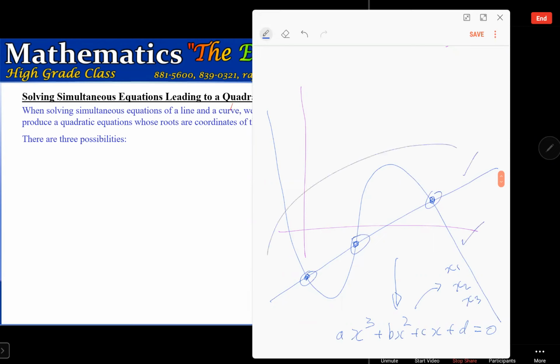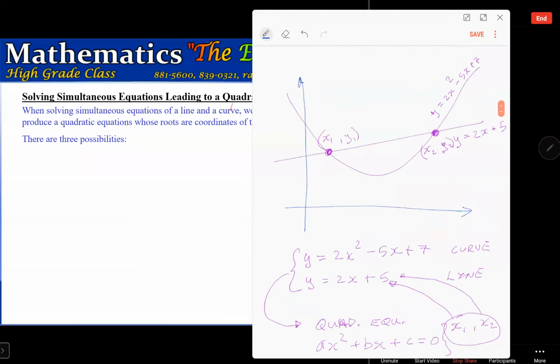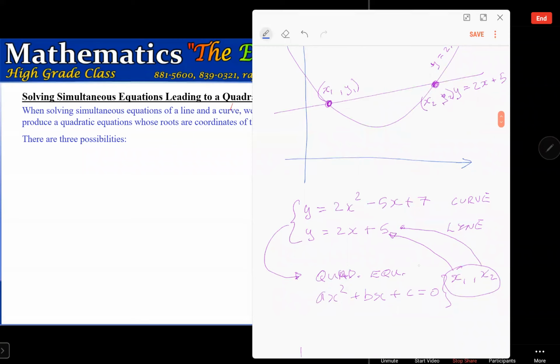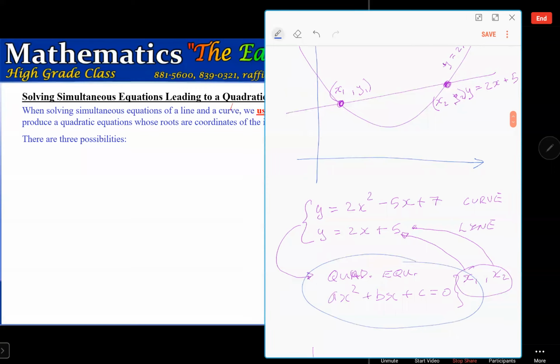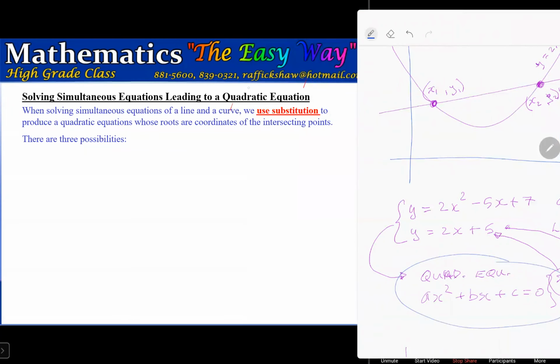But CSEC is not giving you this type with 3. Because remember, cubic equations are not on your syllabus for CSEC. So the type that you will get is a type like up here, where you're going to end up with a quadratic equation. And that's why we say the topic is simultaneous equations that lead you to a quadratic equation. That's what the topic is written, because that is the type that you will get at this level. All right, so we're talking about a line and a curve. It always will be a line and a curve.